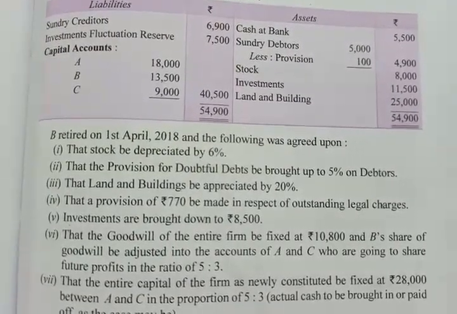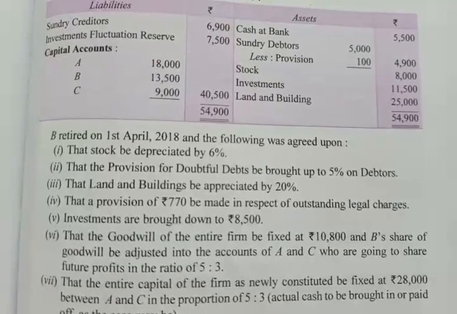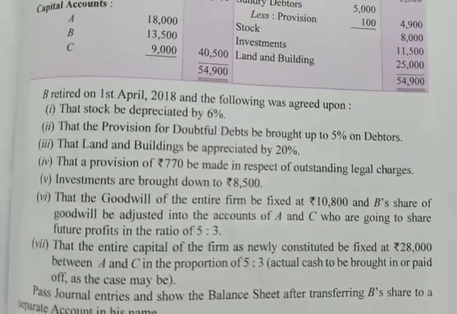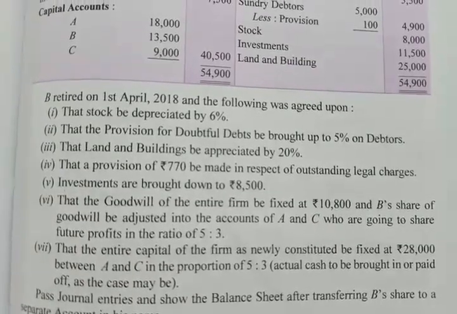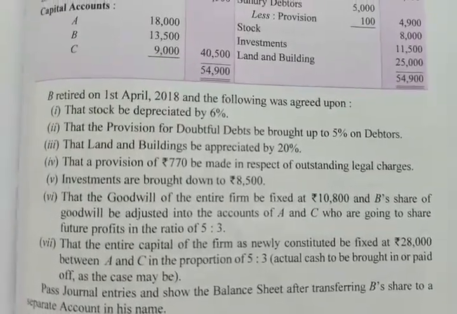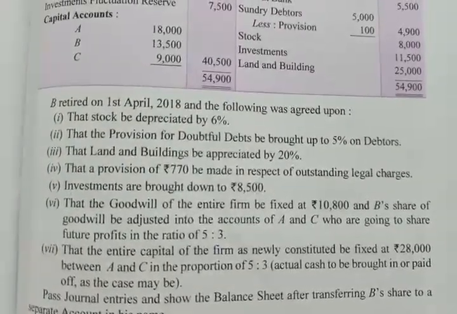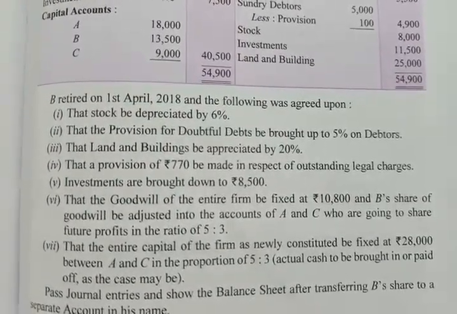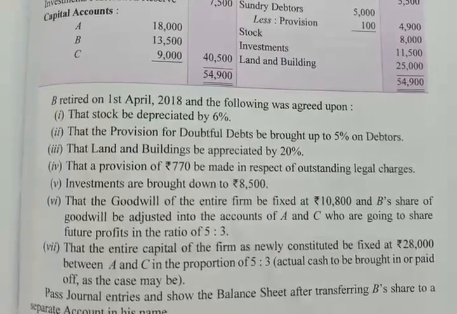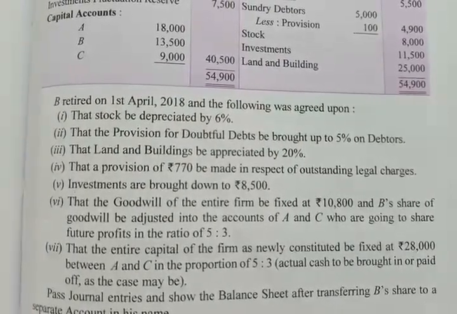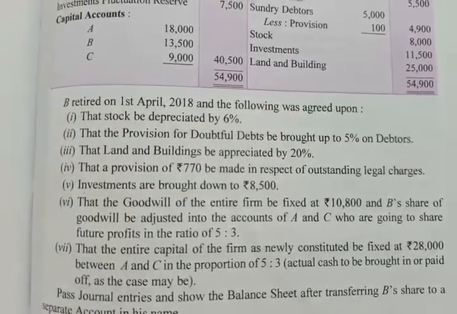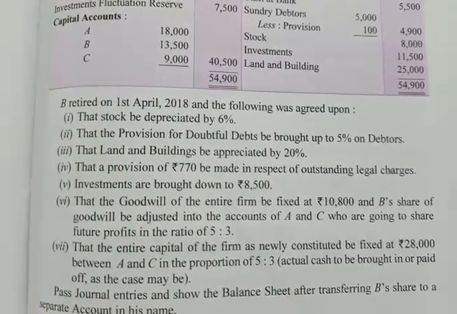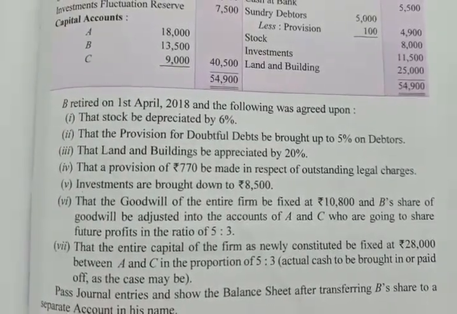Stock to be depreciated by 6%. Provision for doubtful debts to be brought up to 5% on debtors. Land and building to be appreciated by 20%. The provision of rupees 770 to be made in respect of outstanding legal charges. Investments are brought down to rupees 8,500.